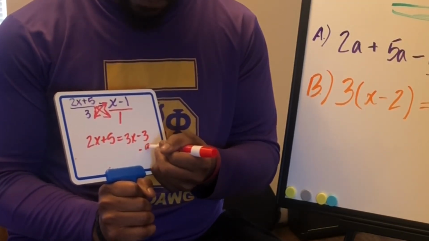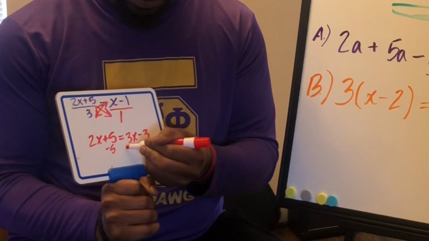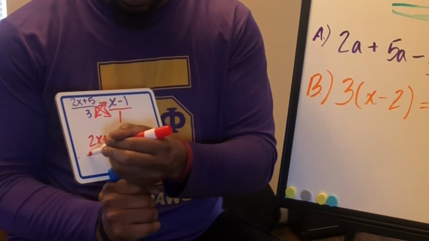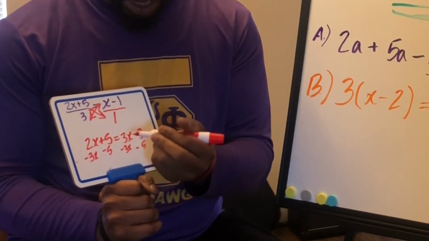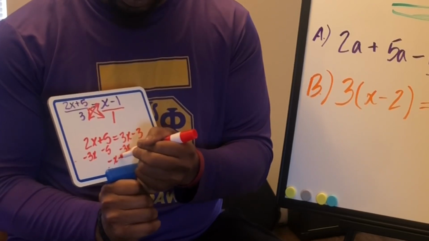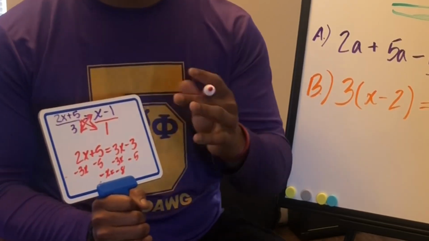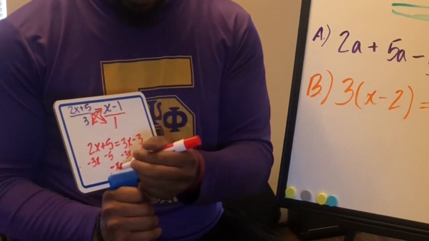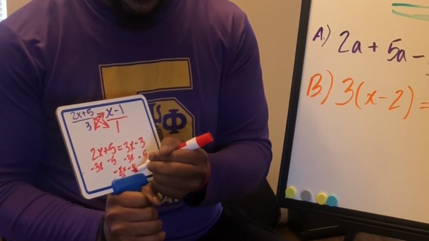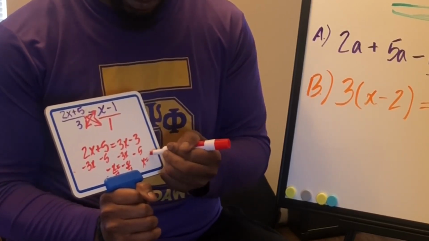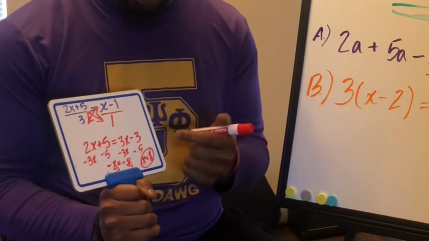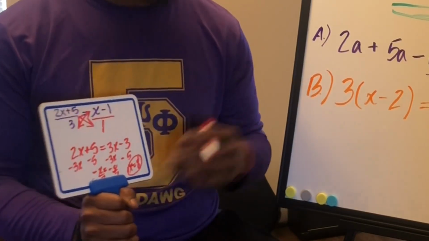3 times x is 3x, and then 3 times negative 1 is negative 3. I want to subtract 5 from both sides, and I want to subtract 3x from both sides, using combining like terms. My answer so far is negative x equal to negative 8. Can I leave it like that? No. I have to divide by negative 1 on both sides to get an answer of x equal to 8. Do you think you could solve this by working reverse?